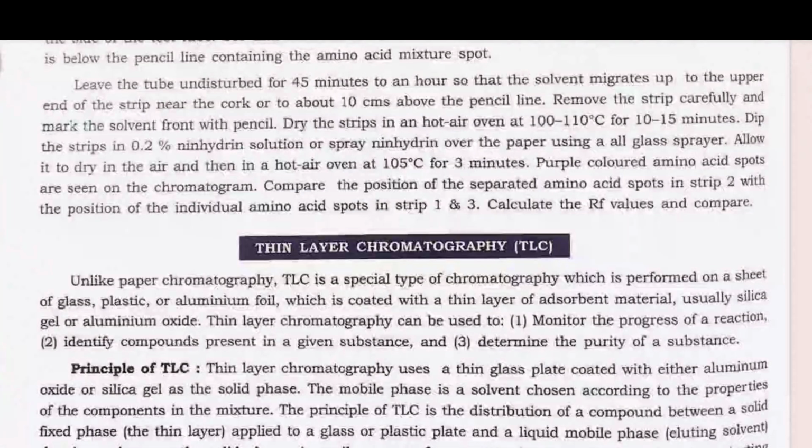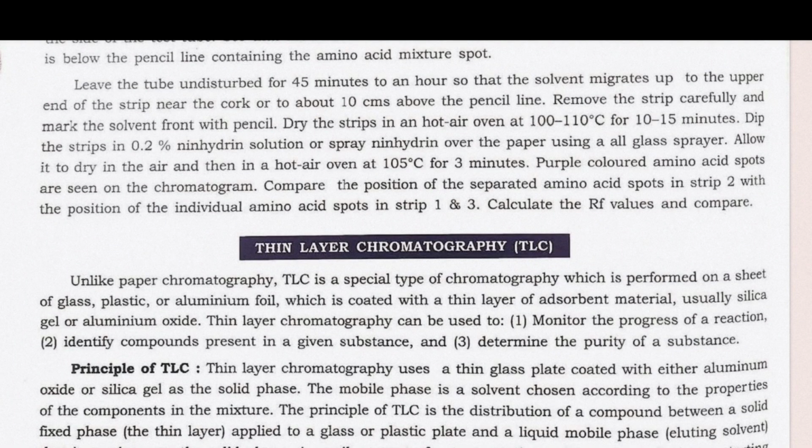Remove the strip carefully and mark the solvent front with pencil. Dry the strip in a hot air oven at 100 to 110 degrees Celsius for 10 to 15 minutes. Dip the strip in 0.2% ninhydrin solution or spray ninhydrin over the paper using an all glass sprayer.